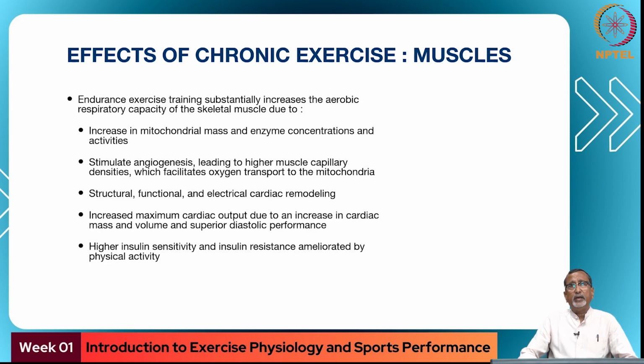So, the effect of chronic exercise: what will happen to the muscle when you are doing exercise for a longer period of time, maybe 6 weeks, 8 weeks, 10 weeks, doing a similar routine thrice a week? Number one, endurance capacity training substantially increases the aerobic respiratory capacity of the skeletal muscle. Why? Because it indicates that your skeletal muscle needs a higher quantum of blood flow. It increases the mitochondrial mass.